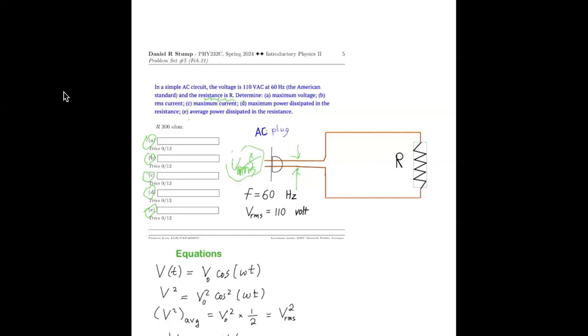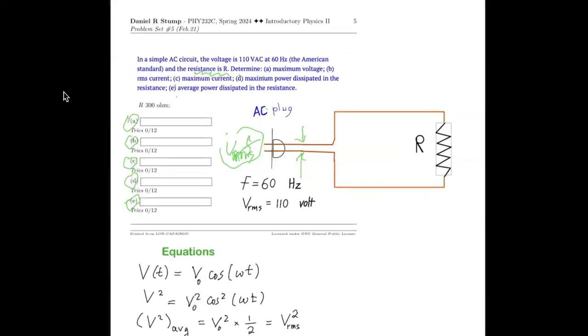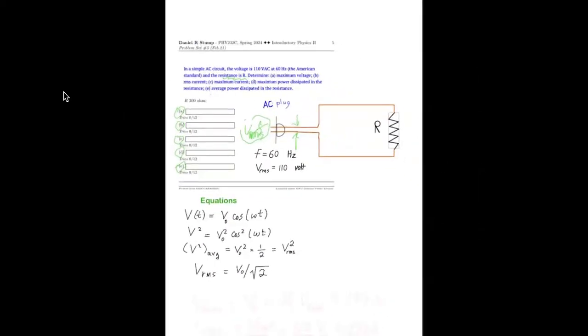This is what you supply. This is your apparatus that you're plugging into the wall, and it only mentions the resistance. So we want to calculate various properties of the circuit. Here we've drawn the picture. Now let's write down the equations.